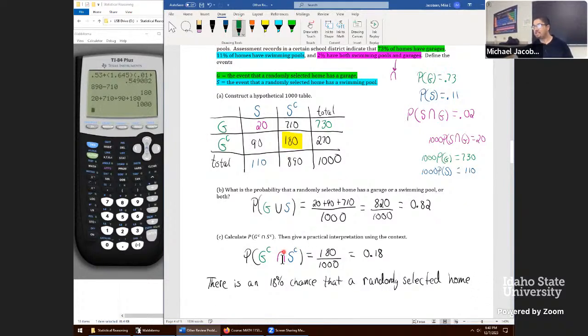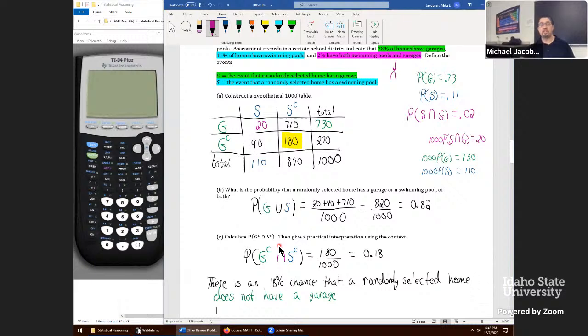Next, we need to say what G complement is. If G is the event of having a garage, the complement is not having a garage. So we'll say a randomly selected home does not have a garage. We mentioned the probability as a percentage. We went inside and just read out what G complement means in this problem using the context.